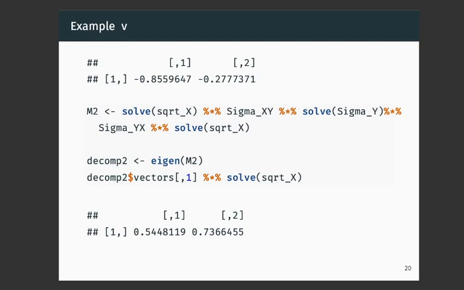Similarly, I can look at M2, which is M transpose times M. I can compute its eigendecomposition. Then I can multiply those eigenvectors with the inverse square root of Sigma x to get the canonical directions, but for x this time.